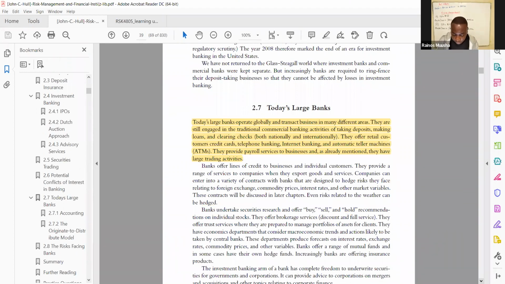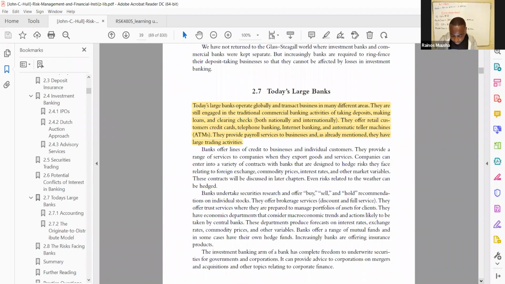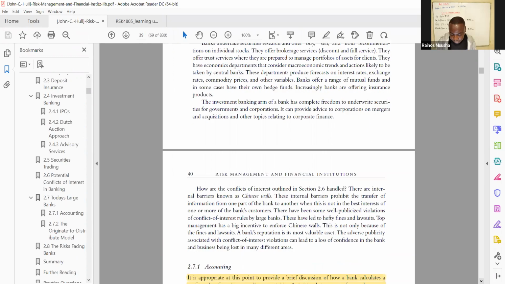On section 2.7, we look at today's large banks, and here they say today's large banks operate globally and transact business in many different areas. So they are still engaged in the traditional commercial banking activities of taking deposits, making loans, clearing checks. They offer retail customers credit cards, telephone banking, internet banking, automated teller machines. They provide payroll services to businesses, and as already mentioned, they have large trading activities as well.